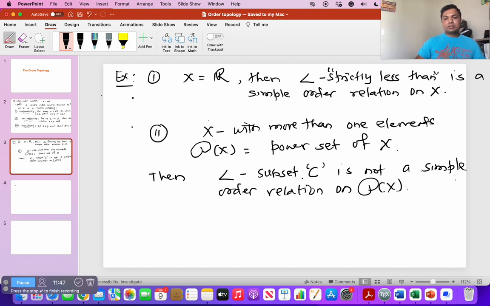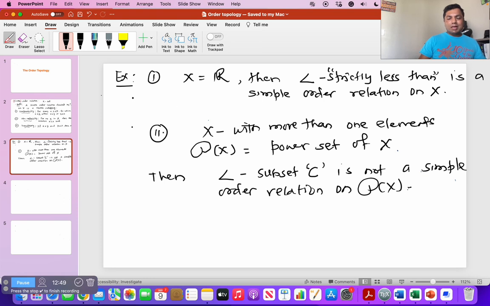This is because the subset does not satisfy the first property of a simple order relation. The first property, which is comparability, is not mandatory: two subsets of X, or two elements of the power set, may not be comparable. It's not mandatory that two subsets of the given set are comparable. That means one is a subset of the other, or the other one is a subset of the first one. That is not mandatory. That's why this subset relation is not a simple order relation on the power set of the given set.